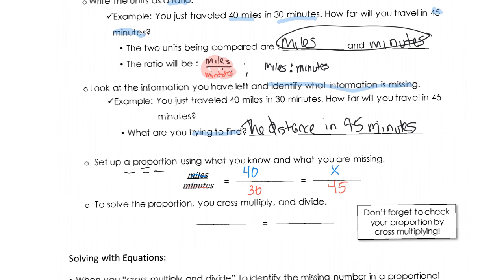So in order to solve a proportion, we cross multiply and then solve. We multiply diagonally. So we would multiply 30 times x. And what does that give us? Hopefully you said 30x. And then what do we get when we multiply 40 times 45? That's going to be 1,800. So we've cross-multiplied. Now we just need to divide.